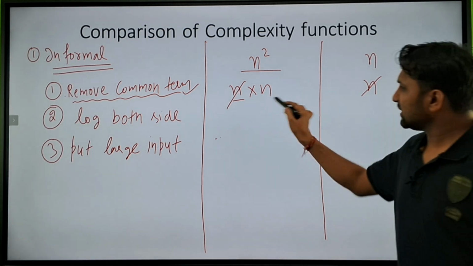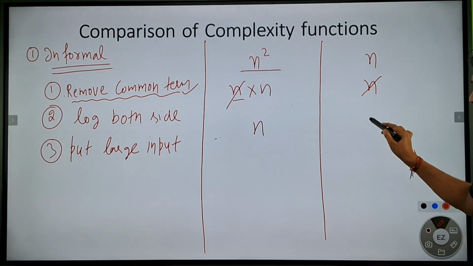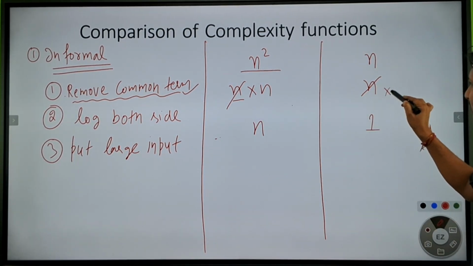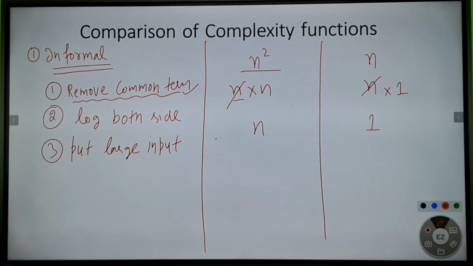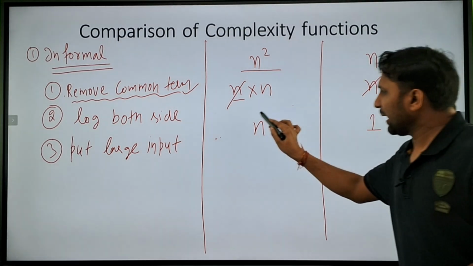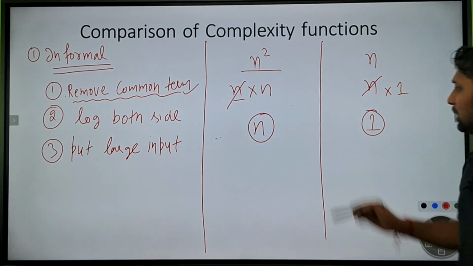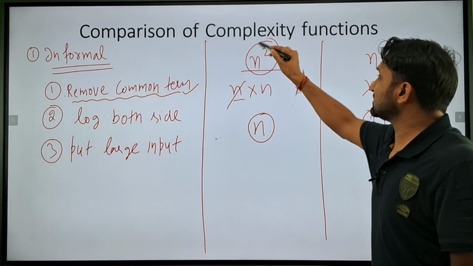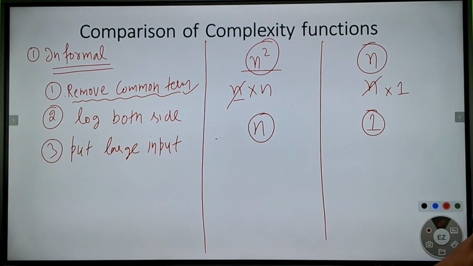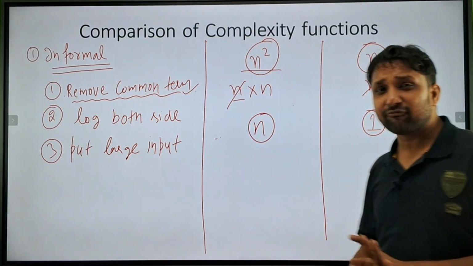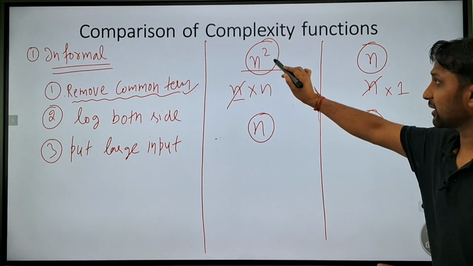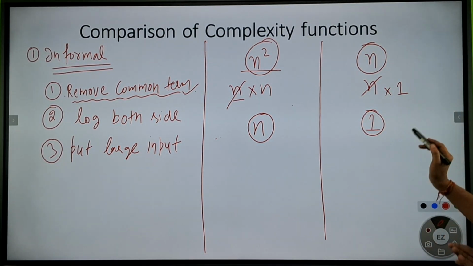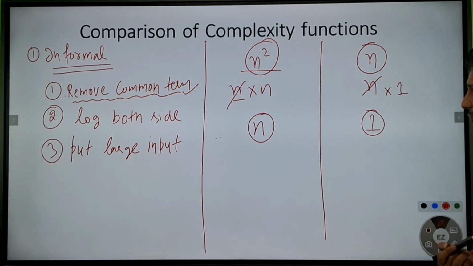So what is left on this side? n, and what is left on this side? 1. So you can multiply it with 1. So here is 1. Now you can easily find out that n is greater than 1. So you can say that yes, n square is greater than n. So simply by applying the first step itself, we found out which is greater, n square or n. Fine, I just took one easy example.